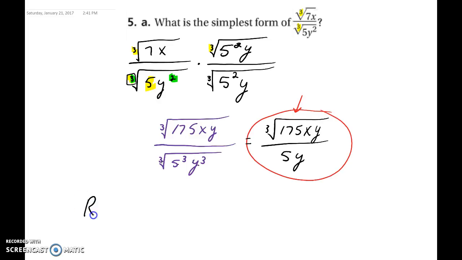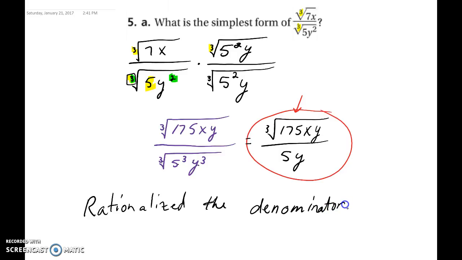So you rationalize the denominator. All right, so we want to rewrite this so that way there's no more radicals in our denominator, and that is rationalizing. Now we're going to do one more example of still rationalizing, but it's a little bit different.